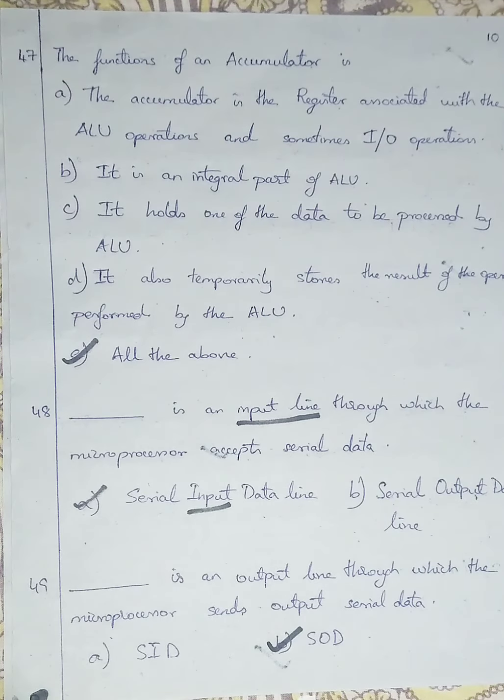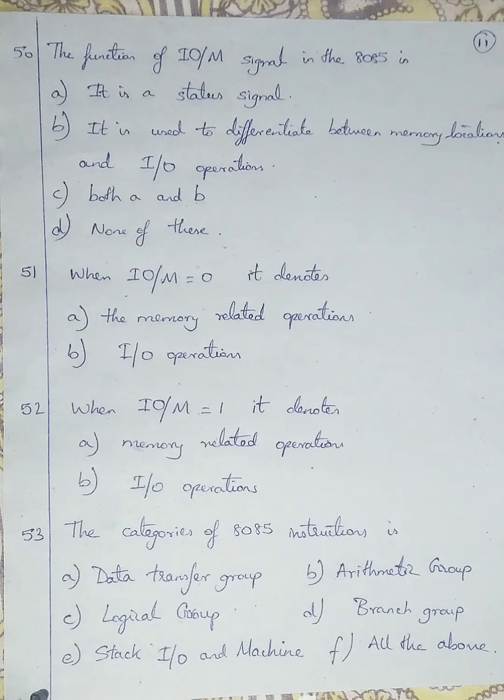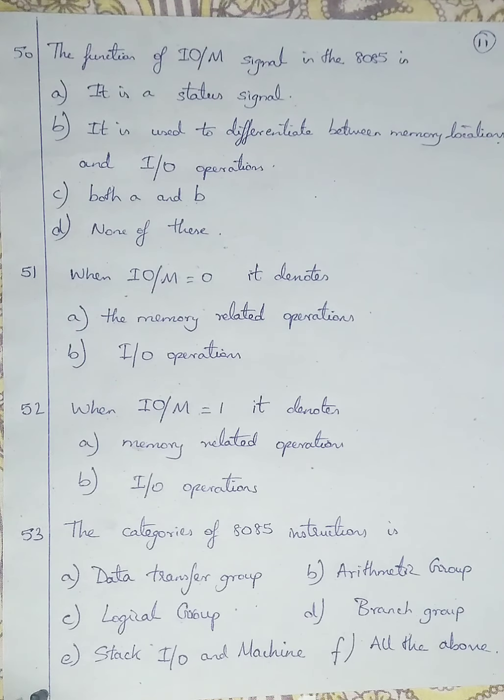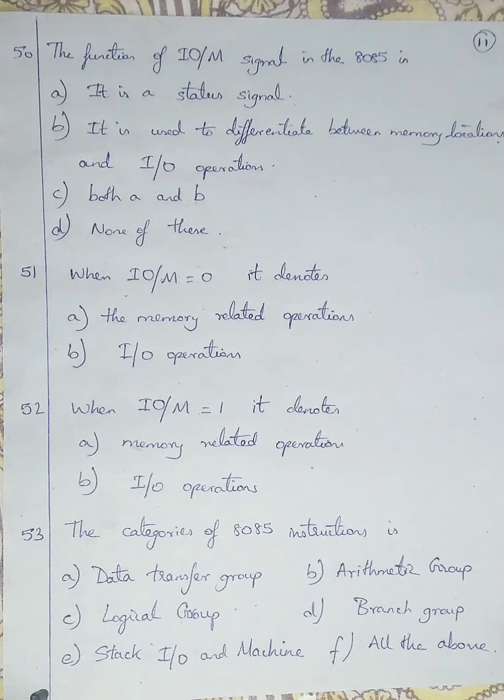Question number 50. The function of IO/M, that is the input output or memory signal in 8085. There is a signal called IO/M, that is input output or memory signal. This is a status signal. If IO is 1, then that line will be sending input output signals only. If IO is 0, that is low signal, then it will be used for memory purposes. Just keep this in mind.